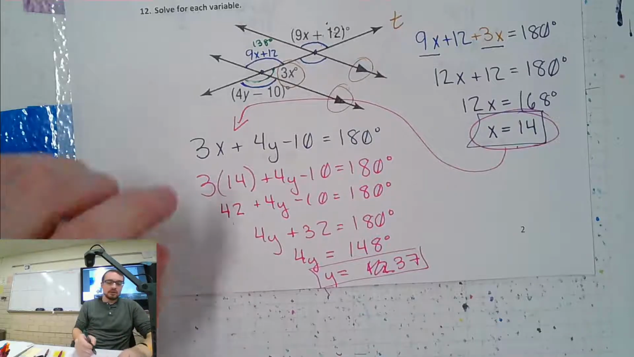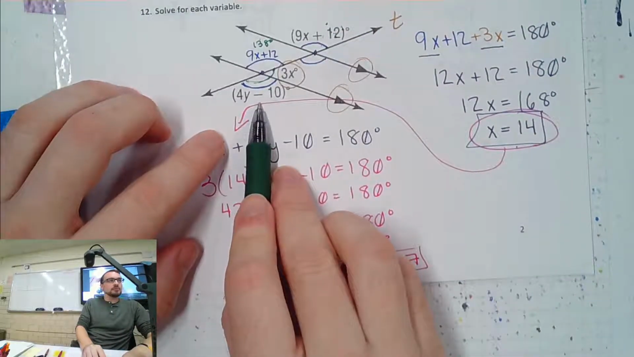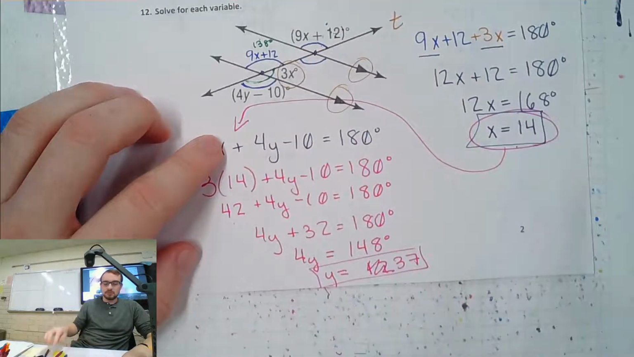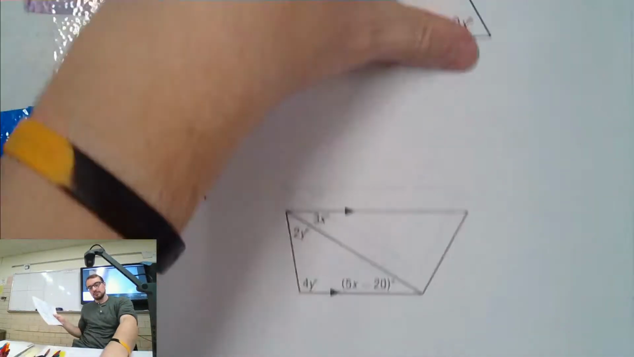Yeah, 138. That means this guy should equal 138. Solve, right? Cool. That was 12. Let's go to 13.